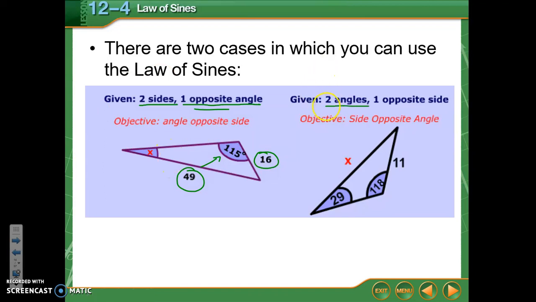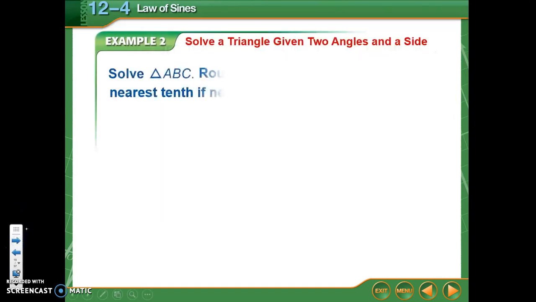Another case is if I'm given two angles and one opposite side. So notice again here I have two angles, 29 and 118 degrees. I don't know the included side, but I know one side that is opposite of that angle. So make sure you write both of those down. Those are the cases where we would start with the law of sines.